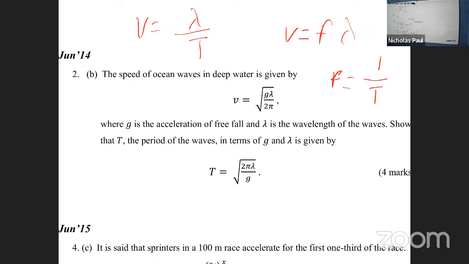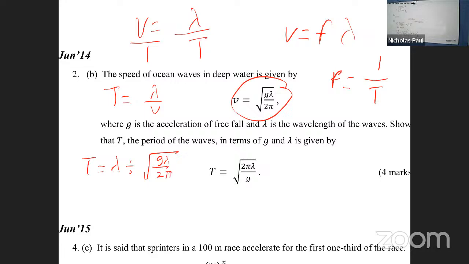We're trying to make T the subject of the formula, right? So T is equal to lambda over V. Let's cross multiply and make T the subject. We know what V is, so it will be lambda divided by V, which is the square root of G lambda over 2 pi. So now T is lambda multiplied by the fraction flipped over, so you'll get the square root of 2 pi over G lambda. Problem now is to simplify the lambda out.